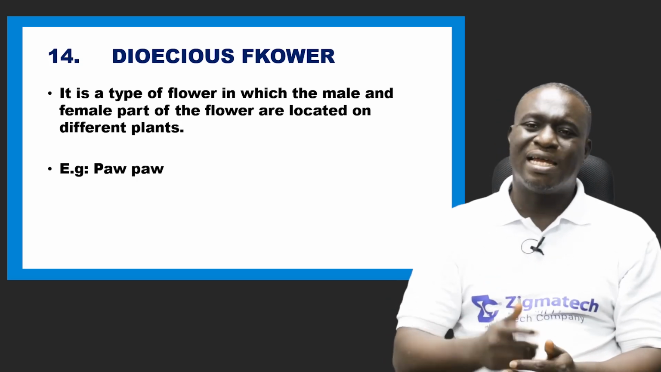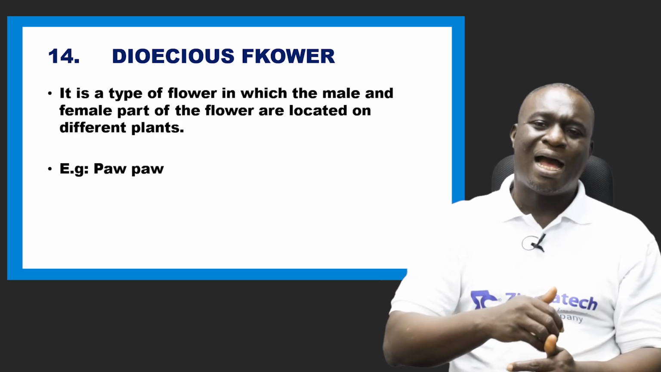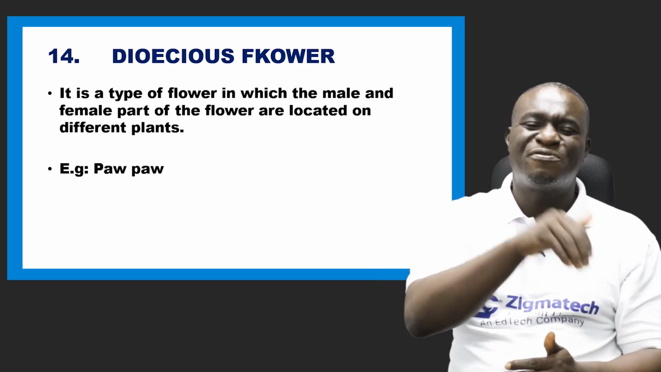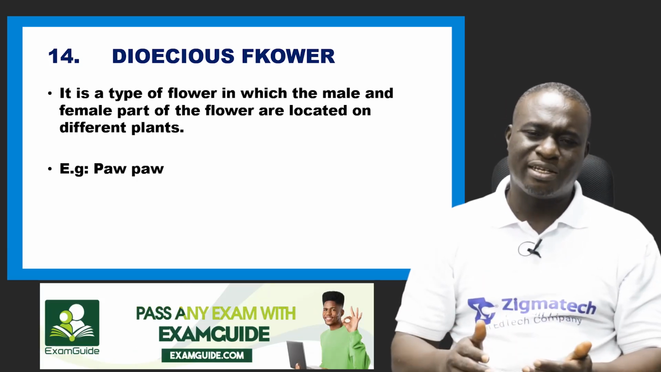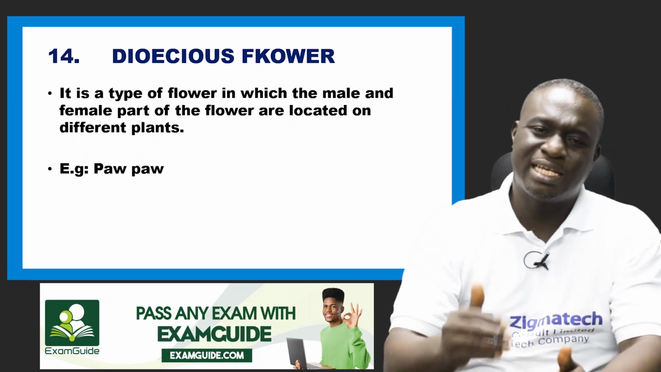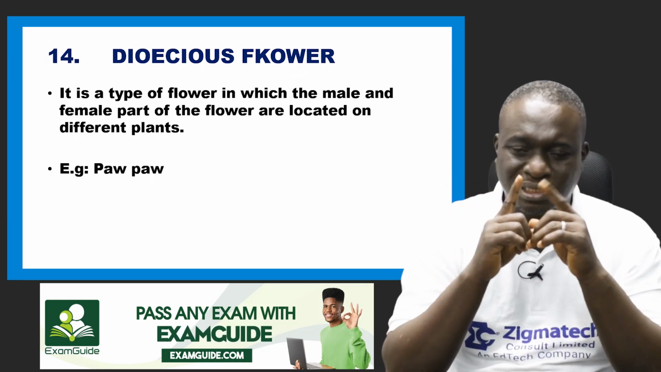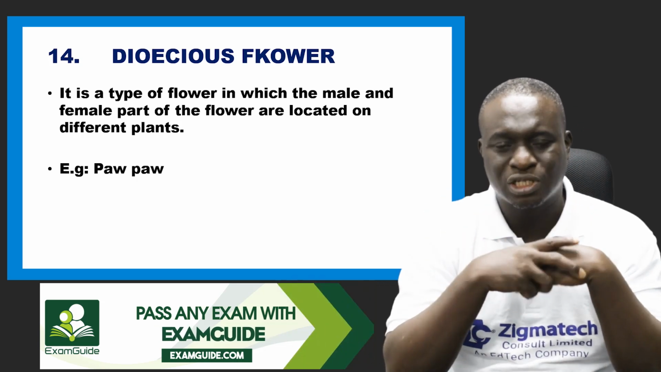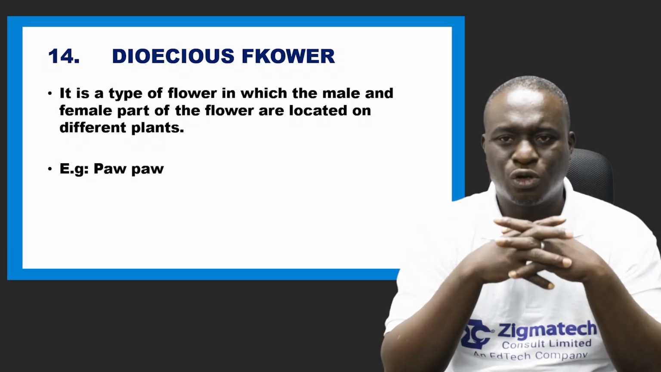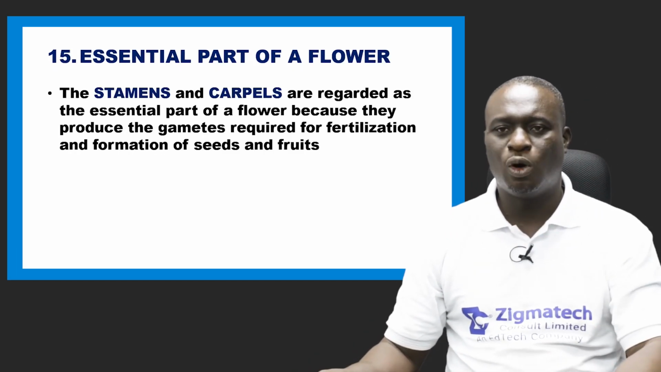And then we also have the one we call dioecious flower. Now, a dioecious flower is a type of flower in which the male and the female part of the flower are located on different plants. Get the difference? They are located on different plants. In terms of monoecious, they are all located in the same plant, but in terms of dioecious, they are located on different plants. An example also is the pawpaw plant.